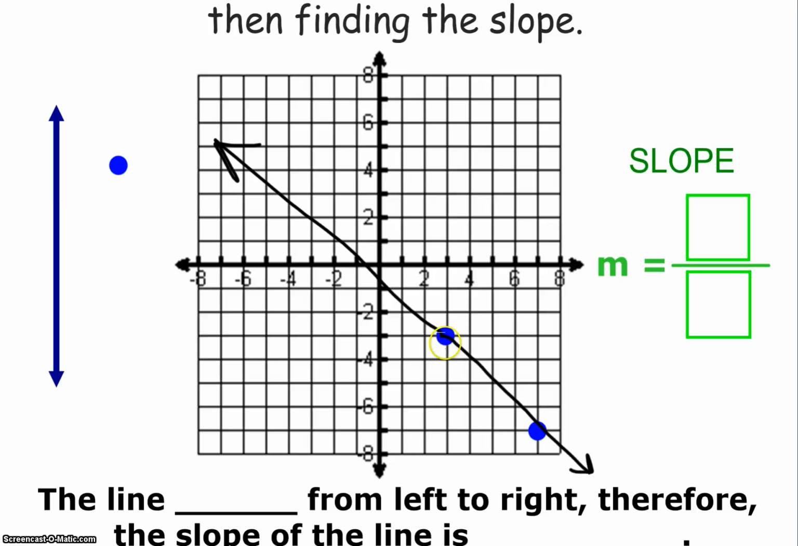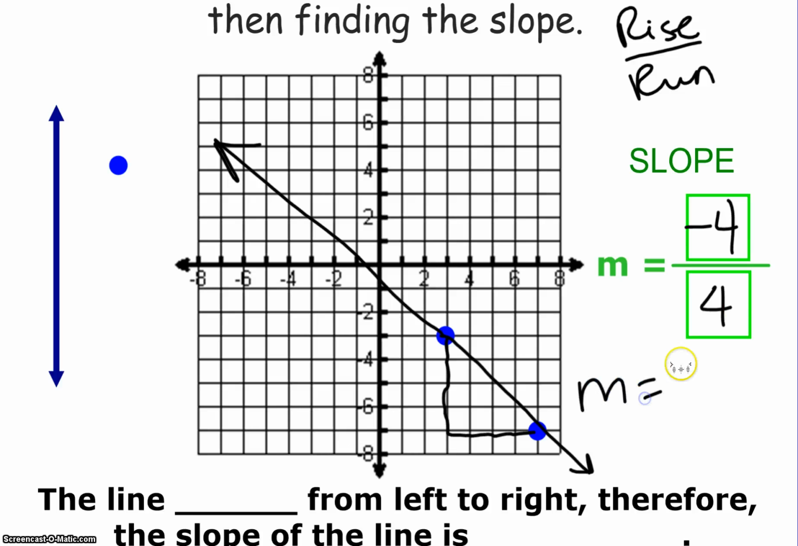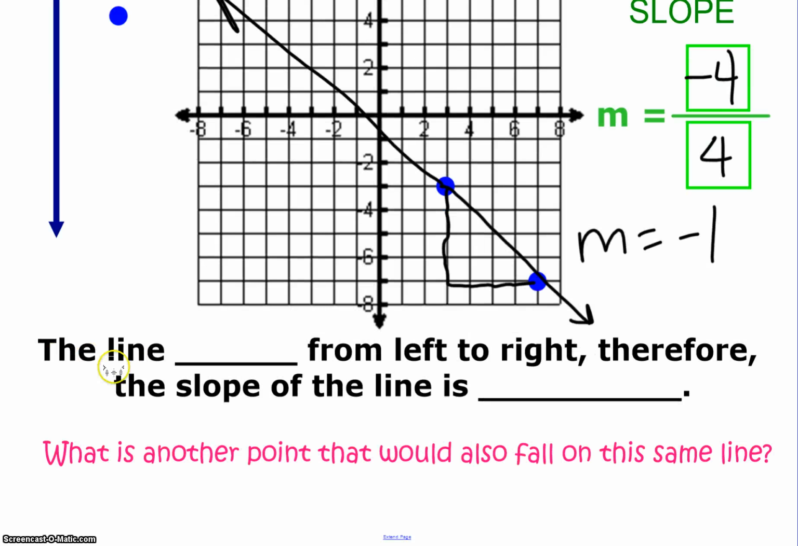What is your rise? Remember, rise over run. And if you're going down, that's going to be a negative. So 1, 2, 3, 4, so -4. And 1, 2, 3, 4. So -4 divided by 4, your m equals -1. And what this means is the line decreases because it's going down from left to right.